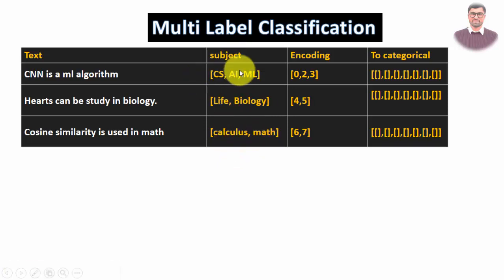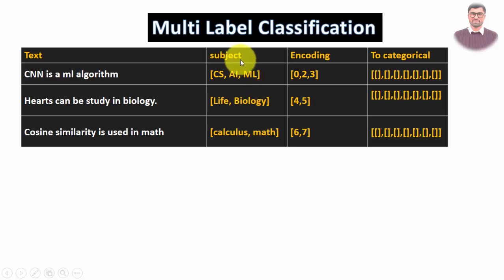Now how do we deal with such a target column, or you can say labels? Here the process is the same. First of all, you have to figure out all the unique labels. So CS, AI, ML, these are 3, life and biology make 5, calculus and math make 6, and so on. It could be possible that another sentence, like logistic regression is a machine learning algorithm, has similar labels, so we can't count them again. We just consider unique ones: CS, AI, ML, life, biology, calculus, math. We have 7 unique labels for the subject class.